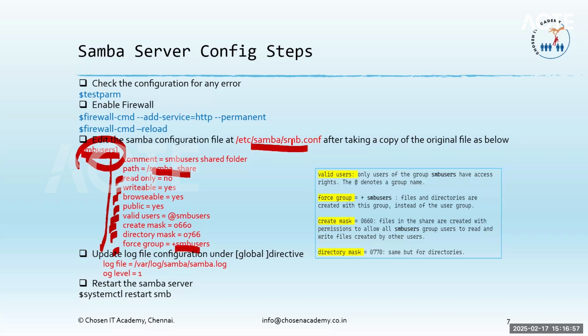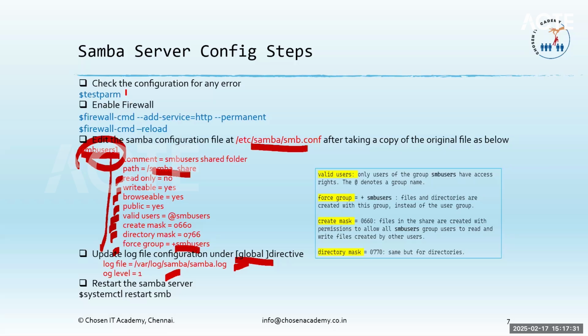One more thing in the smb.conf file: there's a global directive, which will have the workgroup name and things like that. Under that, we can specify where the log should be and what the log level is. So these two things we will have to keep in the global section so that the Samba server logs get stored in this location.